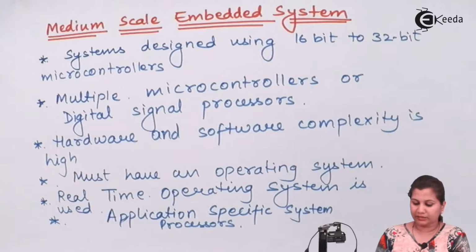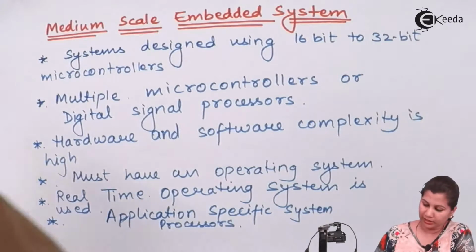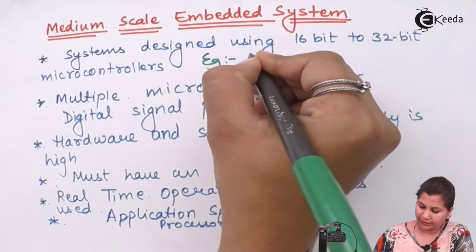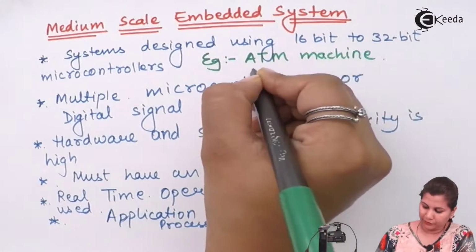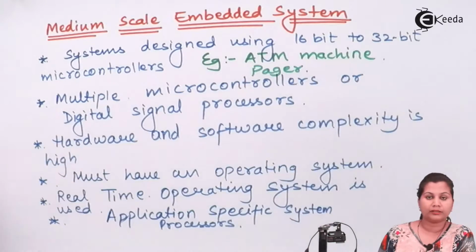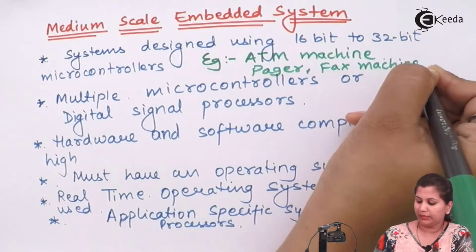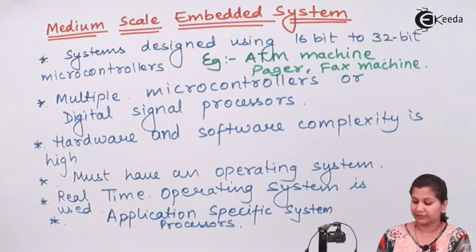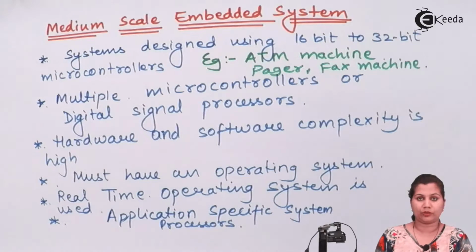Now, if we see the examples of such medium scale embedded systems, then examples are the ATM machine, pager, the fax machine, all are examples of the medium scale embedded system. You can see that they are used for some particular application, and also they include hardware and software complexity, because here the coding of the system will require some complex algorithms in it.